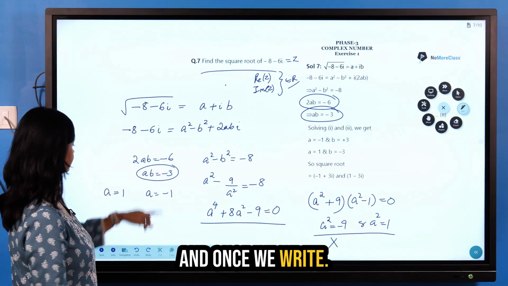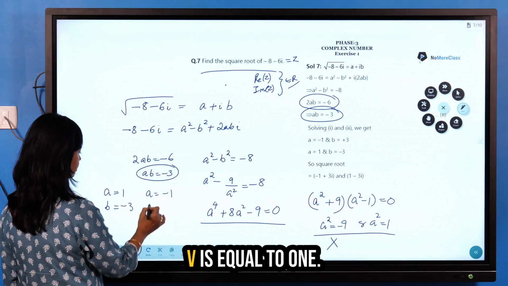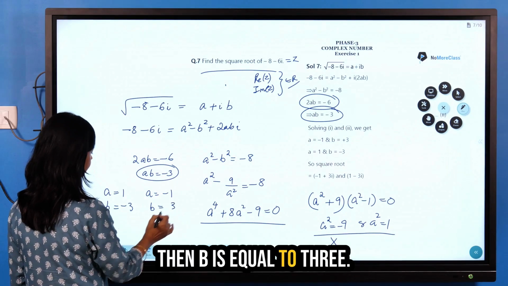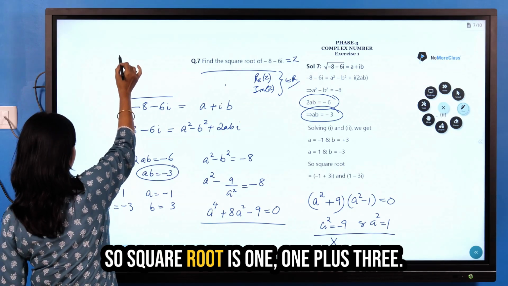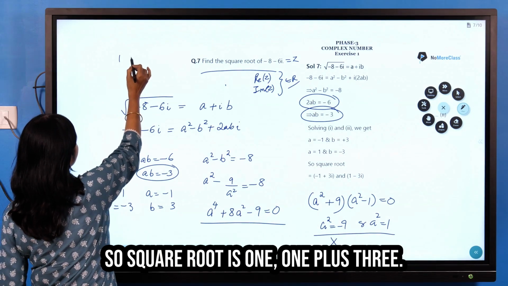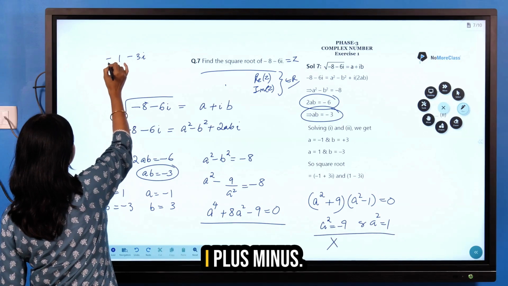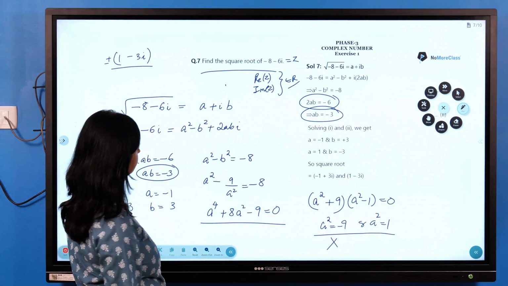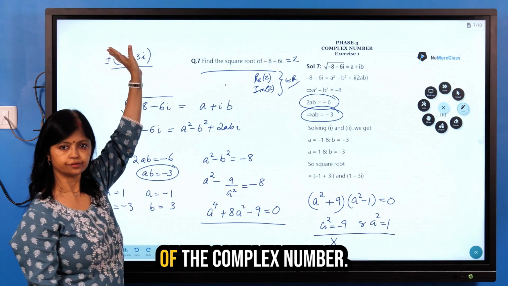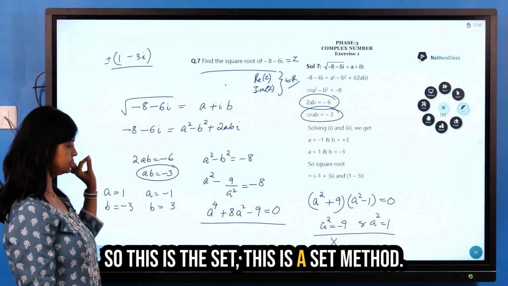Once we write a is equal to 1, then b is equal to 3. If a is equal to -1, then b is equal to 3 with the opposite sign. Combine both to give the square root. So the square root is 1 minus 3i, plus or minus. This will be the square root of the complex number. So this is the set method.